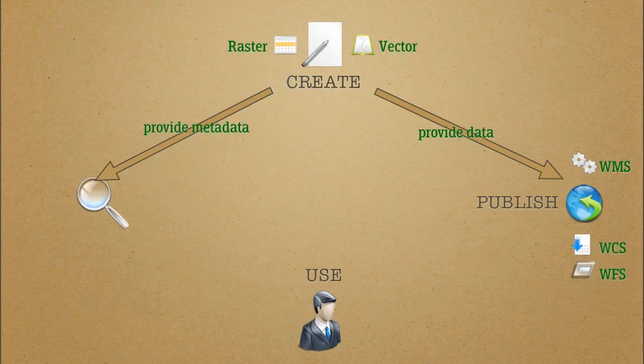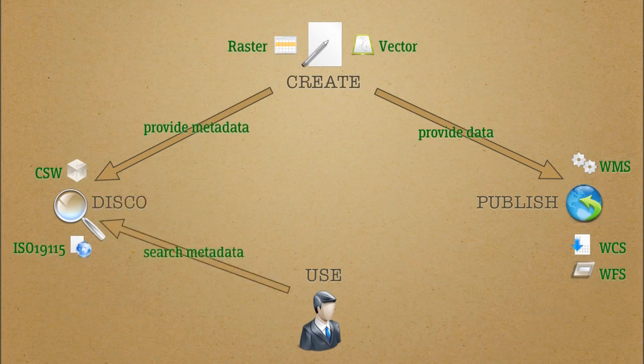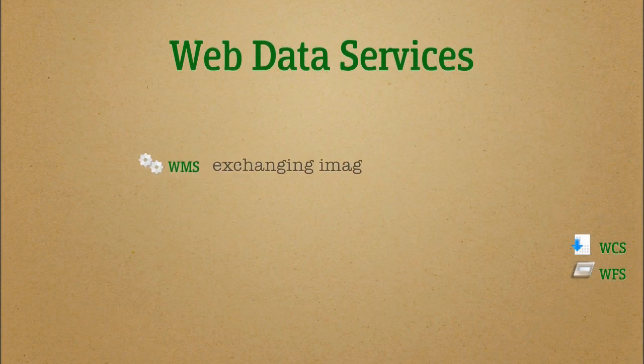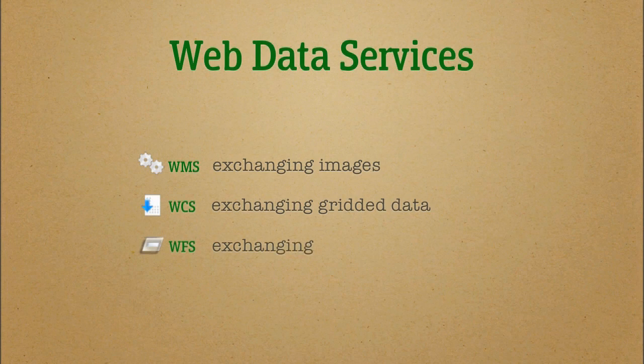Then, data users discover the published data in the metadata catalog in order to finally access the data itself through web services that feed into several types of clients, such as personal computer and internet web mapping applications, or mobile devices such as cell phones and tablets. The standards most used for web applications are WMS for image services, WCS for gridded data services, and WFS for vector data services.